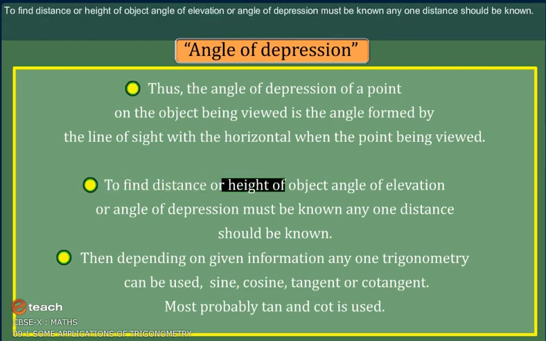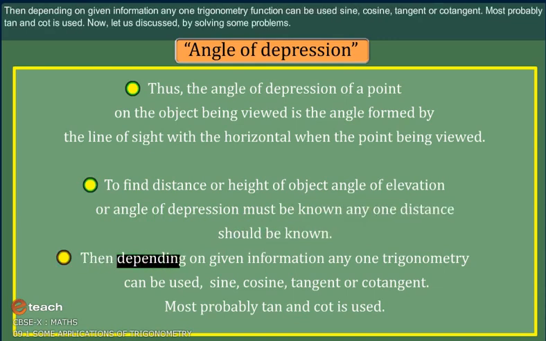To find the distance or height of an object, the angle of elevation or angle of depression must be known. Any one distance should be known. Then, depending on the given information, any one trigonometric function can be used: sine, cosine, tangent or cotangent. Most probably, tan and cot are used. Now, let us discuss by solving some problems.